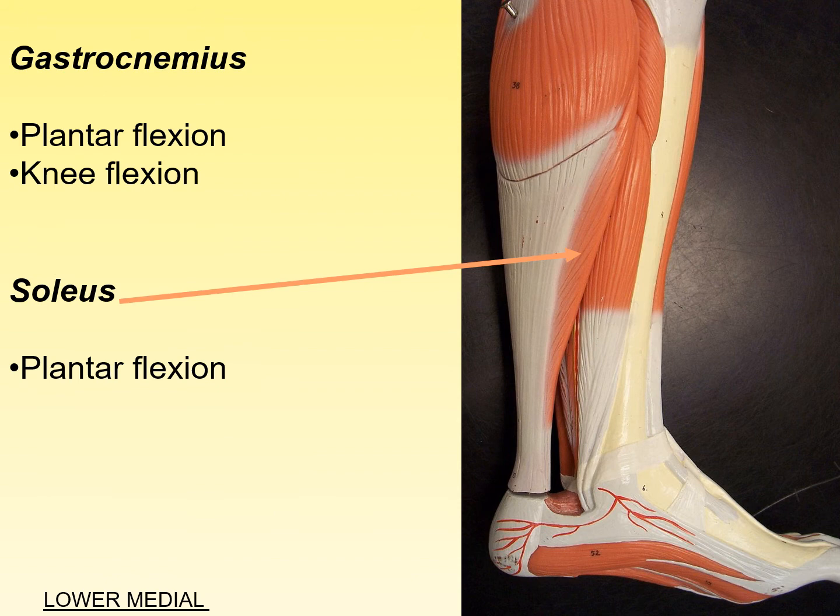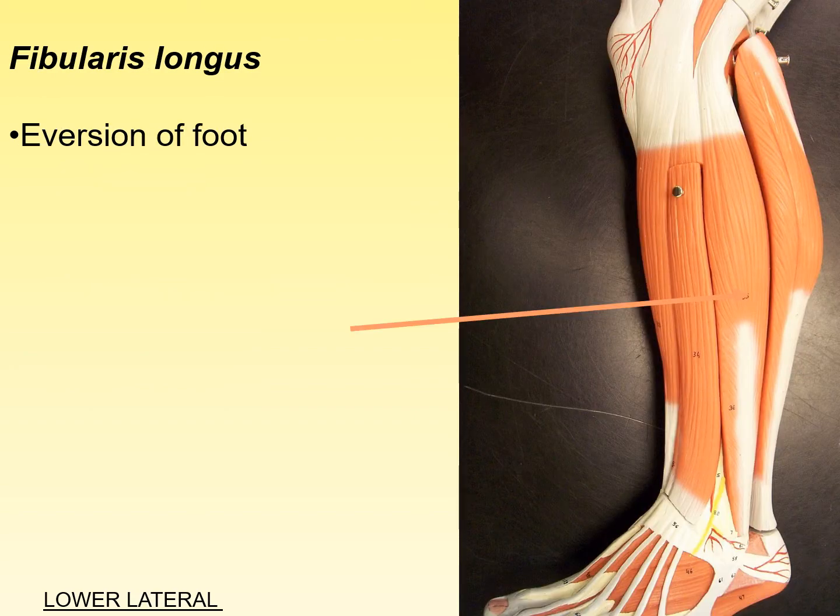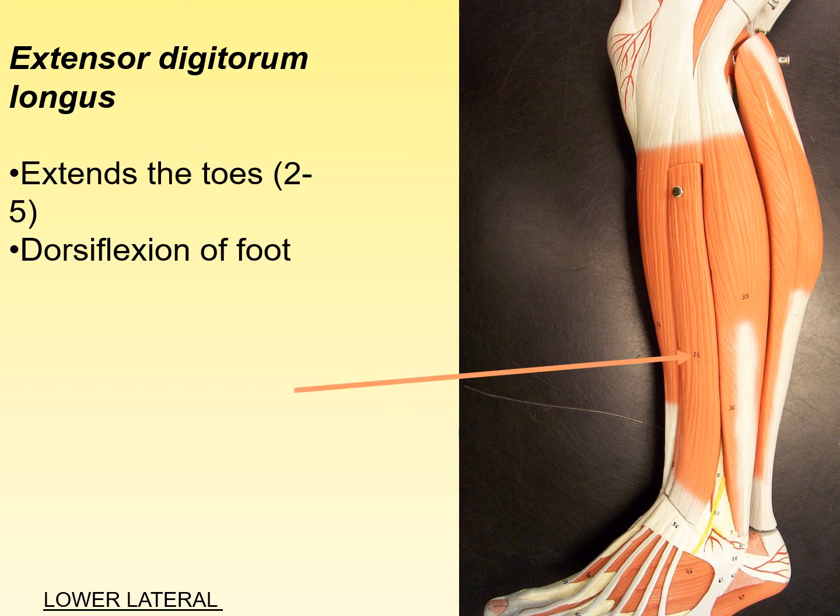And then from this viewpoint, you can see once again the gastrocnemius, and here's the soleus. Gastrocnemius helps with plantar flexion and knee flexion, and soleus is involved with plantar flexion. Fibularis longus is eversion of the foot. As you can see, it's right here. Fibularis brevis is also involved with eversion of the foot.